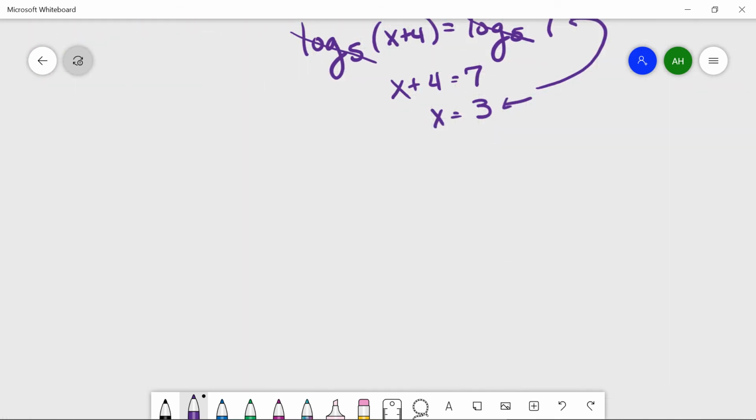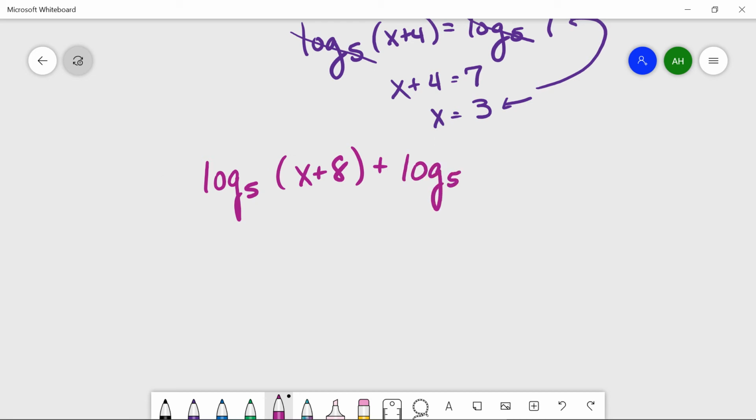Let's look at another example. If I've got log base 5 of x plus 8 plus log base 5 of 4 equals log base 5 of 80.